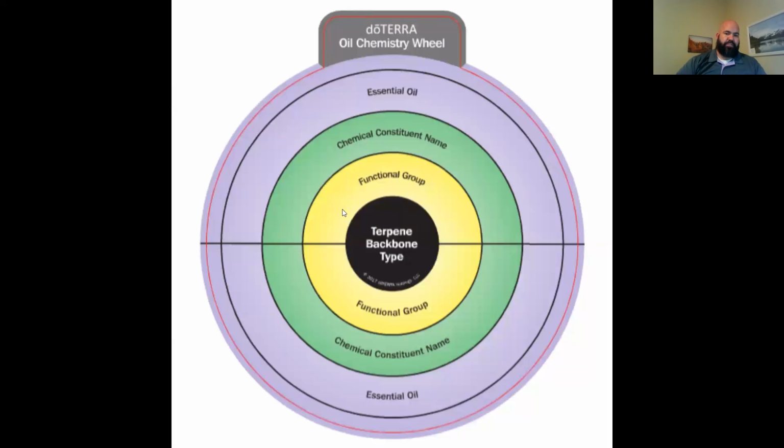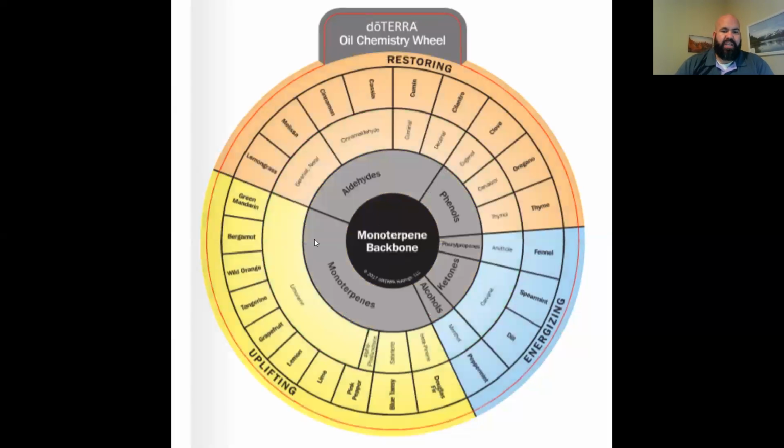If you look at it, it's got that terpene background. Monoterpene, sesquiterpene. It breaks that down into the functional groups we talked about: the alcohols, the aldehydes, the ketones. Then it breaks it out even further into the actual chemical constituent names of each of these, and then the essential oils that have those aspects, and also what they do. So if it's energizing, restoring, uplifting. You can see we're based upon a monoterpene backbone.